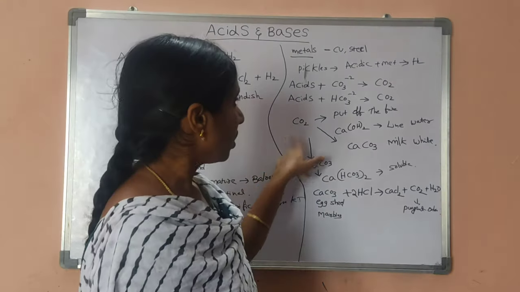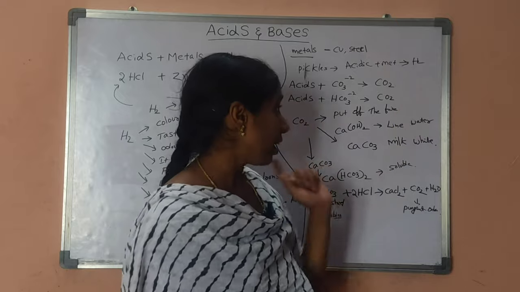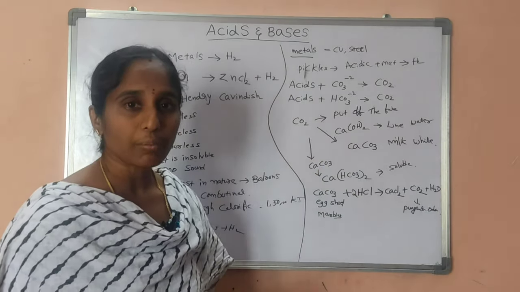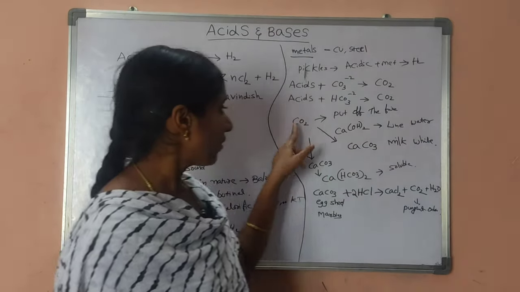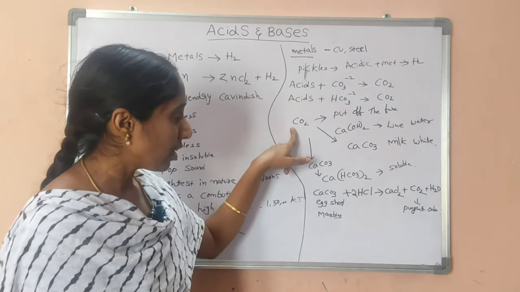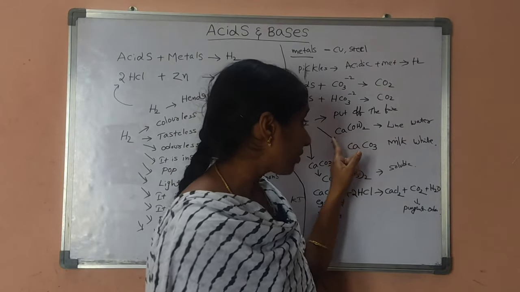Metals react with carbonates and bicarbonates. Which gas is liberated? Carbon dioxide. How to identify the carbon dioxide? It puts out the fire. Next identification is carbon dioxide is passed through the lime water, meaning calcium hydroxide.